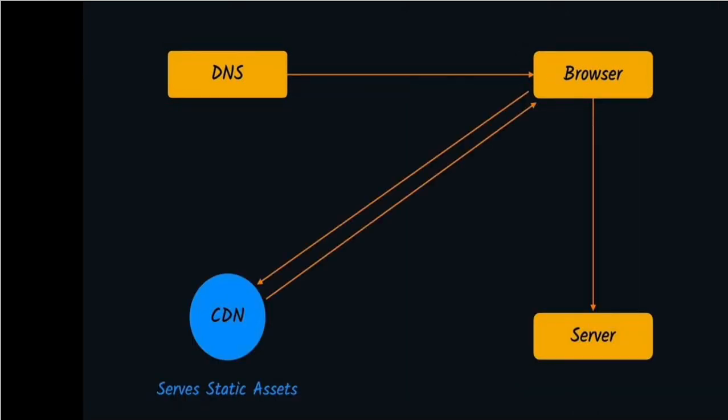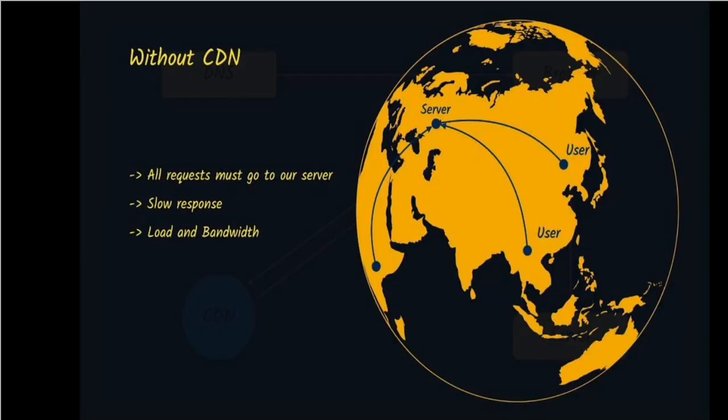In between this, we can keep our static assets over the CDNs. So let's understand what a CDN is. CDN stands for content delivery network. If we talk about CDNs, a server is a place which will be located somewhere in the world. Now, if every user tries to access that server, it will be very hard to serve the requests. So we have drawbacks: the response will be slow, and there will be an issue of load and bandwidth.